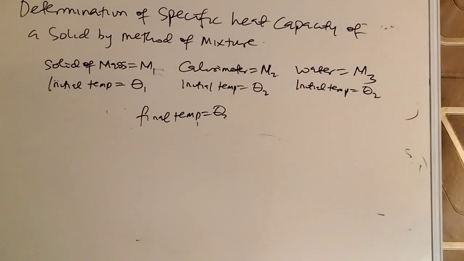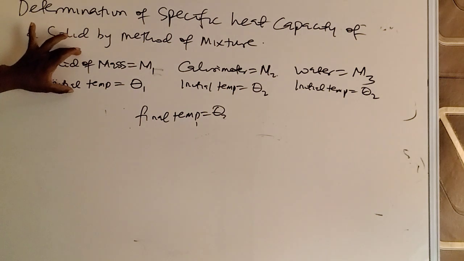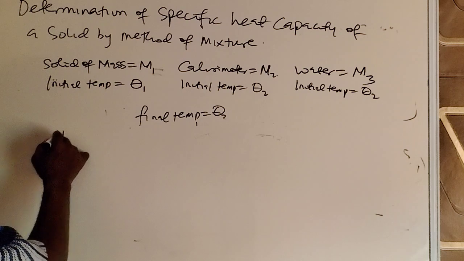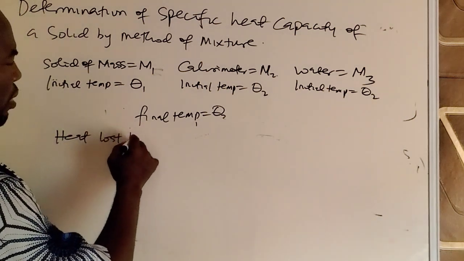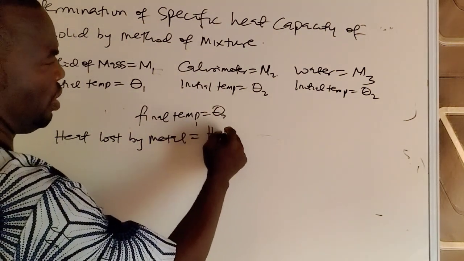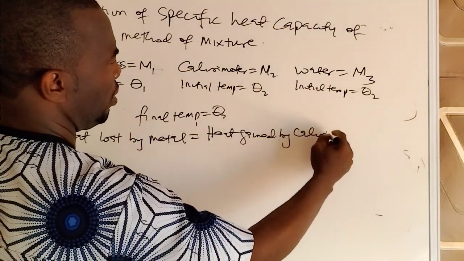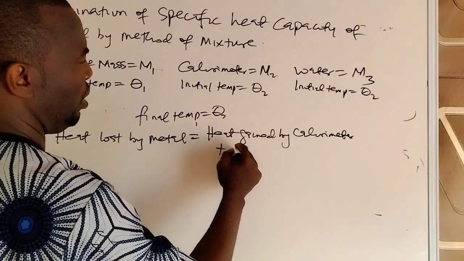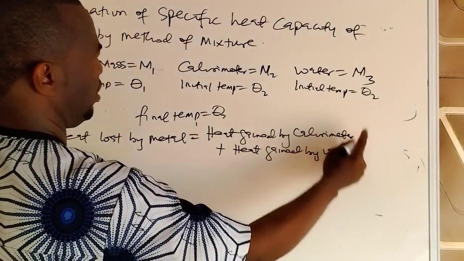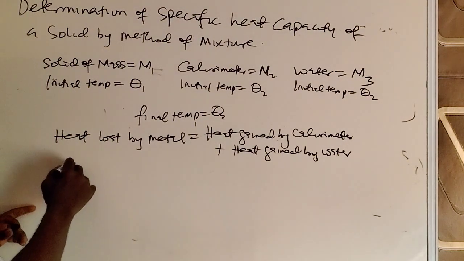We now ask ourselves, which substance is gaining heat and which one is losing heat? The metal is going to lose heat because it is heated to a very high temperature. We now say: heat lost by metal equals heat gained by calorimeter plus heat gained by water. So we can now say the mass of the metal is M1.